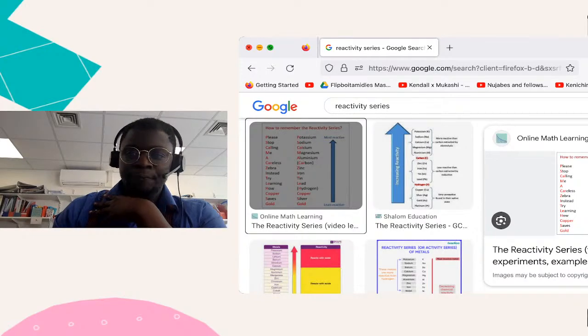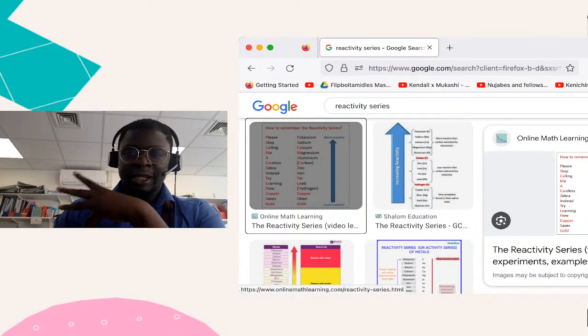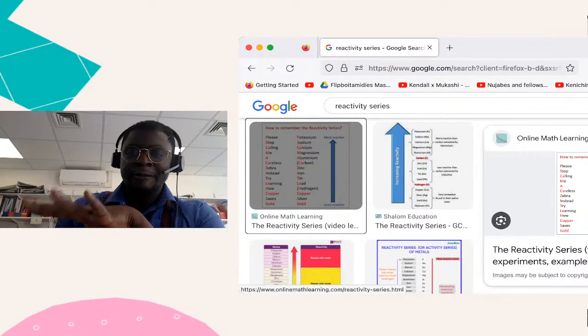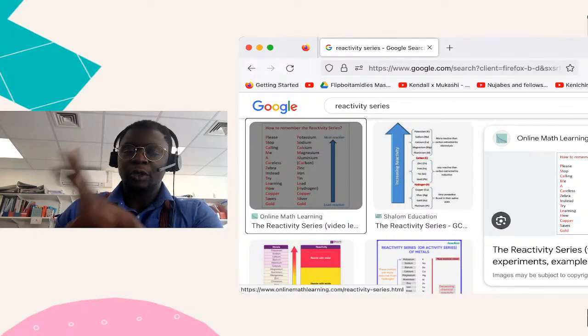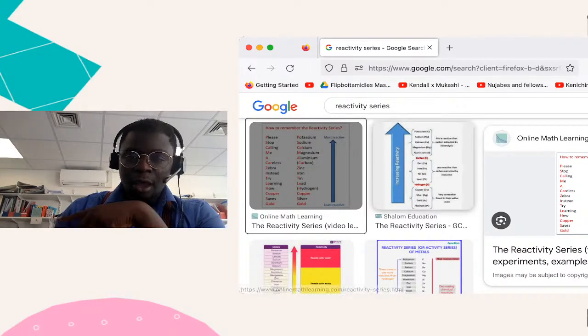Okay. So if we look at our reactivity series, for instance, things like potassium, sodium, and calcium are at the top, and things like copper, silver and gold are right at the bottom.